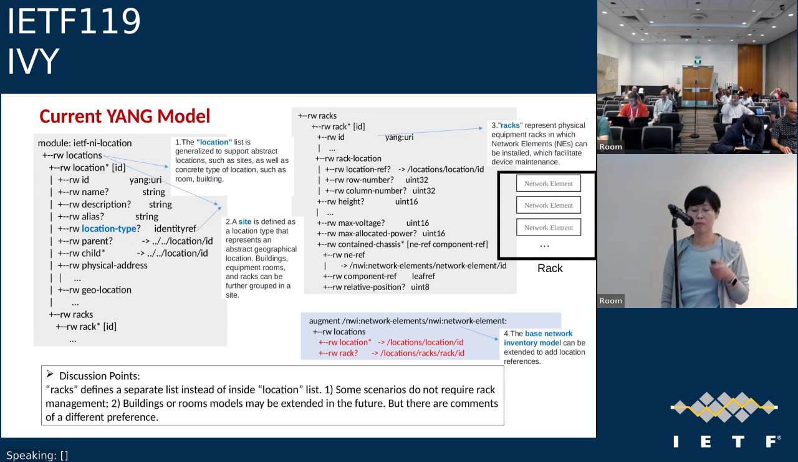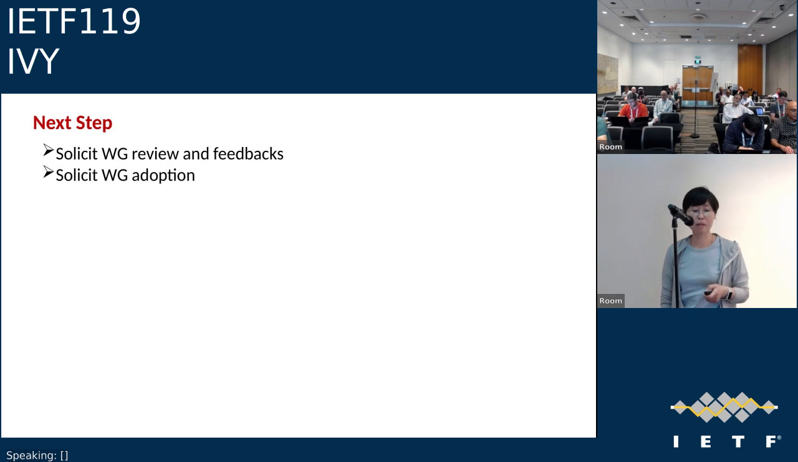But we also have a different opinion on this model, that someone proposed that racks can be put under the location list. So we would like to collect feedback from the working group. So in summary, right now we think this model is quite important, and we would like to solicit our working group feedback for this model. And after this base model has been stable, then I think the working group can consider adopting this work as well. So for sure, this is part of our charter.